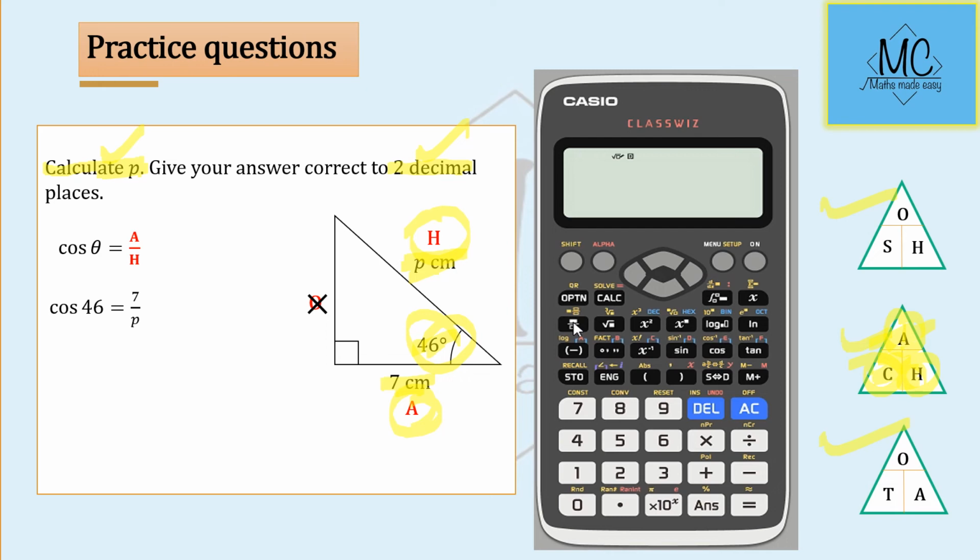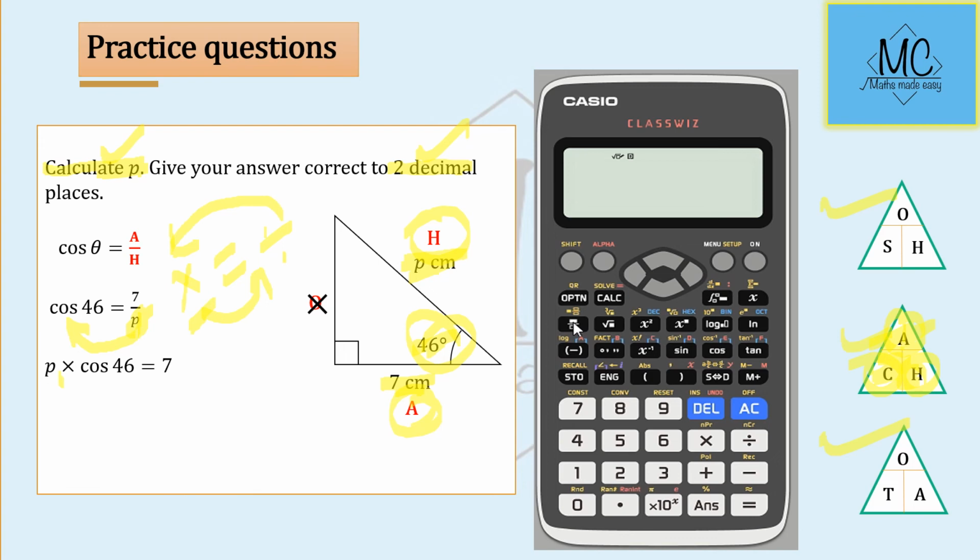And then as you can see here, my P is dividing on this side, which means if my P goes to the other side, it will multiply. Anything that is multiplying on one side will divide if it goes to the other side. But at the same time, if something is dividing and goes to the other side, it will multiply to the left hand side. So be very careful. In that case, P times cos 46 is equal to 7.